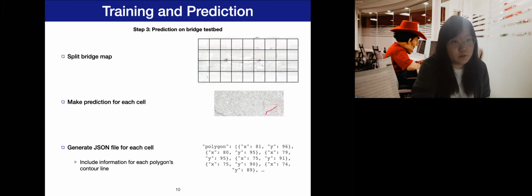After training is completed, we split the generated bridge map into cells of a certain size and make predictions for each one. The prediction result from each cell is generated as a JSON file, which contains information on each predicted polygon and the control line, which is used for further measurement.